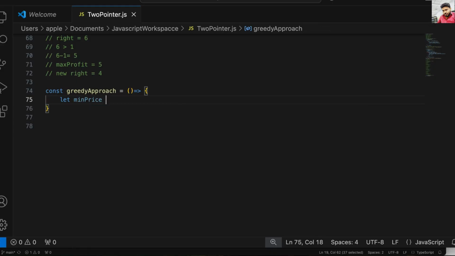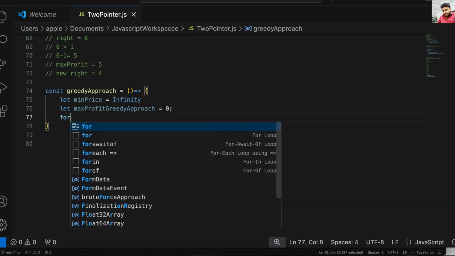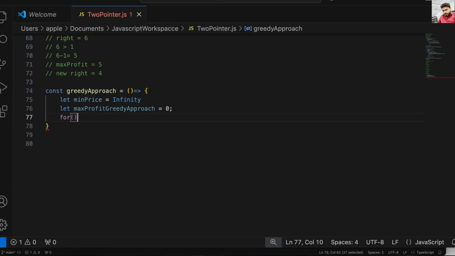For this, we need to declare the minimum price. I am keeping the minimum price as infinity currently, because that's the initial value. And for the max profit, for the greedy approach, we are going to keep it as 0, and we are going to use a loop. We have only one loop here, so order of n is the time complexity we are going to maintain.